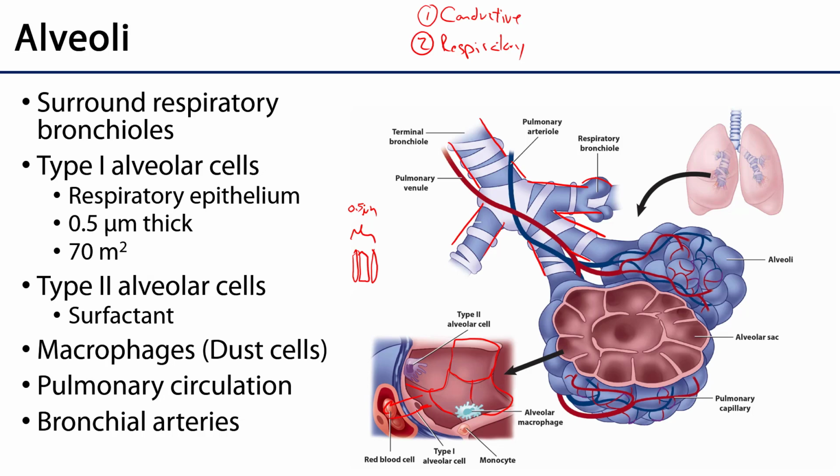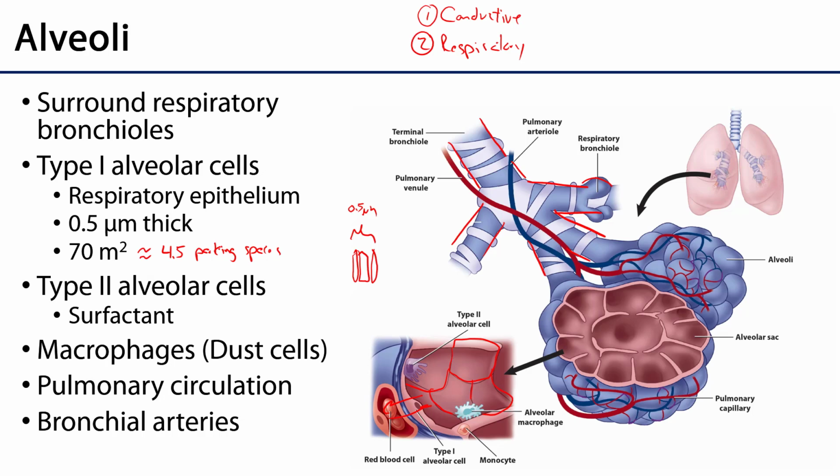Now, in sum total, though, if you take up all of the surface area of these type 1 alveolar cells, or of the respiratory membrane, it's about 70 square meters. So 70 square meters, for those of you who aren't metrically inclined, that's about 4.5 parking spaces. So a parking space is about 15 square meters.